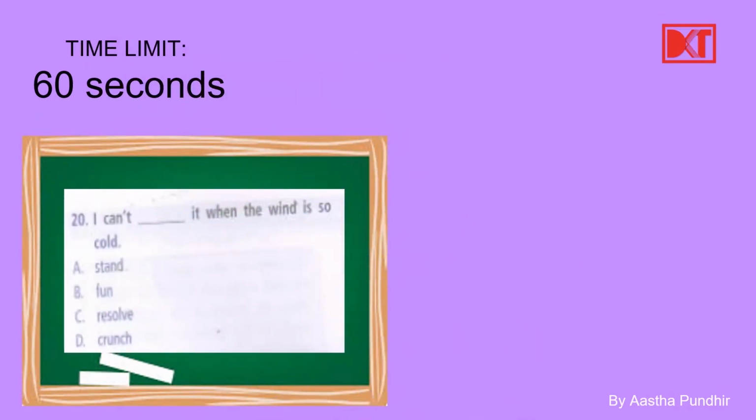I can't dash it when the wind is so cold. I can't stand it, I can't fun it when the wind is so cold, I can't resolve it or I can't crunch it. Here the correct answer is A. I can't stand it when the wind is so cold. Can't stand something, which means you cannot tolerate it. Alright. We have fun. Fun means enjoying. Resolve. Resolve means solving something. Then crunch. Crunch is the sound which is made. Right. Something is crumbled or otherwise.